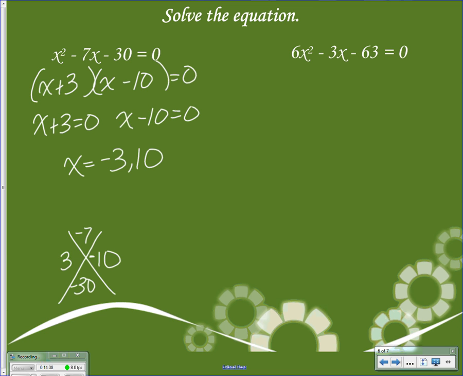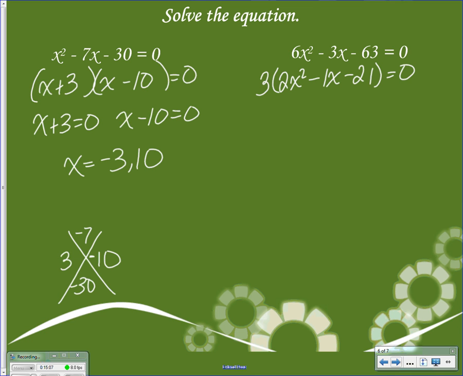Okay, one more problem, and we're done. Now I'm looking at this problem, and I can see that 3 goes into each one of those terms, so I'm going to make it a little easier for me, because the multiples are 63, or there's a lot, and it's kind of big, so let's make it a little easier. Let's take a 3 out of everything. So if I take a 3 out of 6, I get 2x squared. If I take a 3 out of 3, I get 1x. And then 3 out of 63 is 21 equals 0.